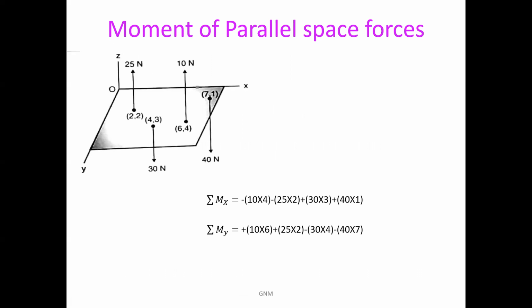In this picture, we will see how we can write summation of moment of all forces about x-axis and summation of moment of all forces about y-axis. In the picture here, total number of forces shown are 4, out of which 2 forces are vertically downward and 2 forces are vertically upward. So this is an unlike parallel space force system, where all forces are parallel to z and negative z axis.